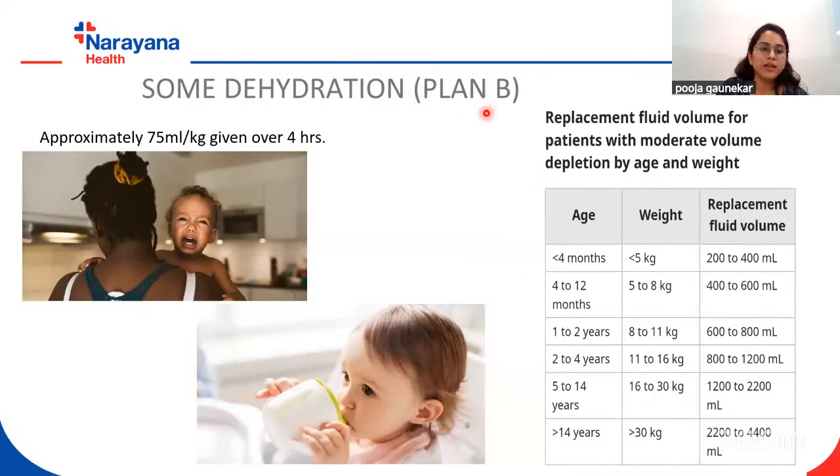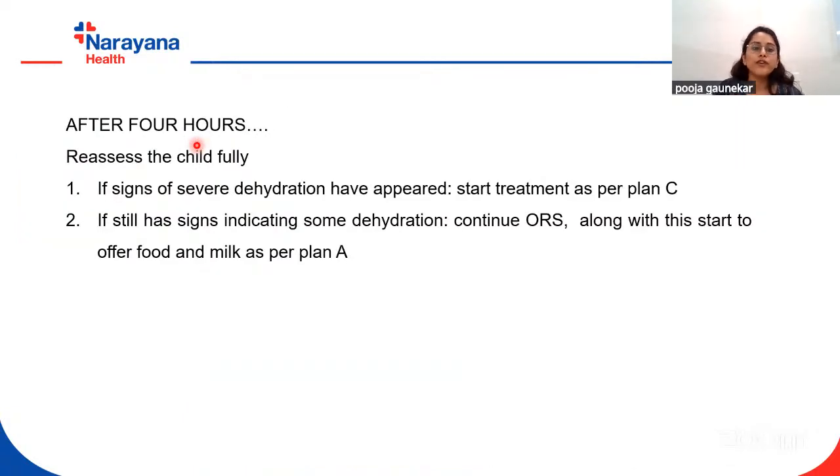Second, coming to plan B, which is some dehydration. Here you will give 75 ml per kg of fluid over the next 4 hours. This replacement can be either through IV or through oral route. If the child is taking well orally, you can just give ORS over the 4 hours and monitor the child. After 4 hours, again you will reassess the child fully and see if the signs of dehydration have worsened. If the signs of dehydration have worsened, you will start treatment as per plan C, which is for severe dehydration. If the signs of dehydration have improved, you will go back to plan A.